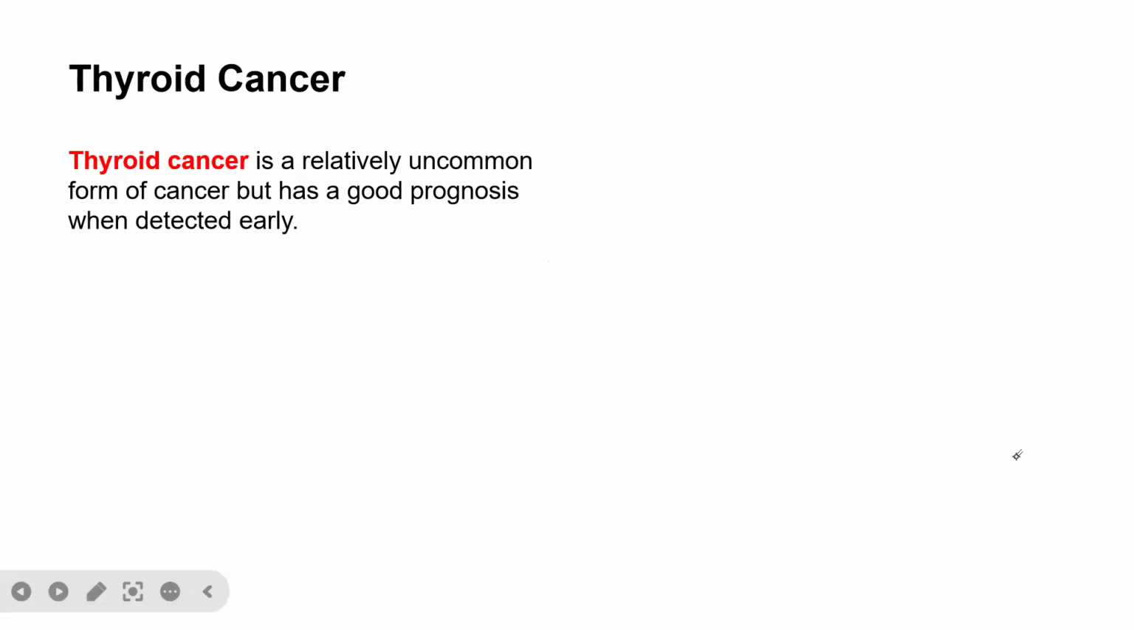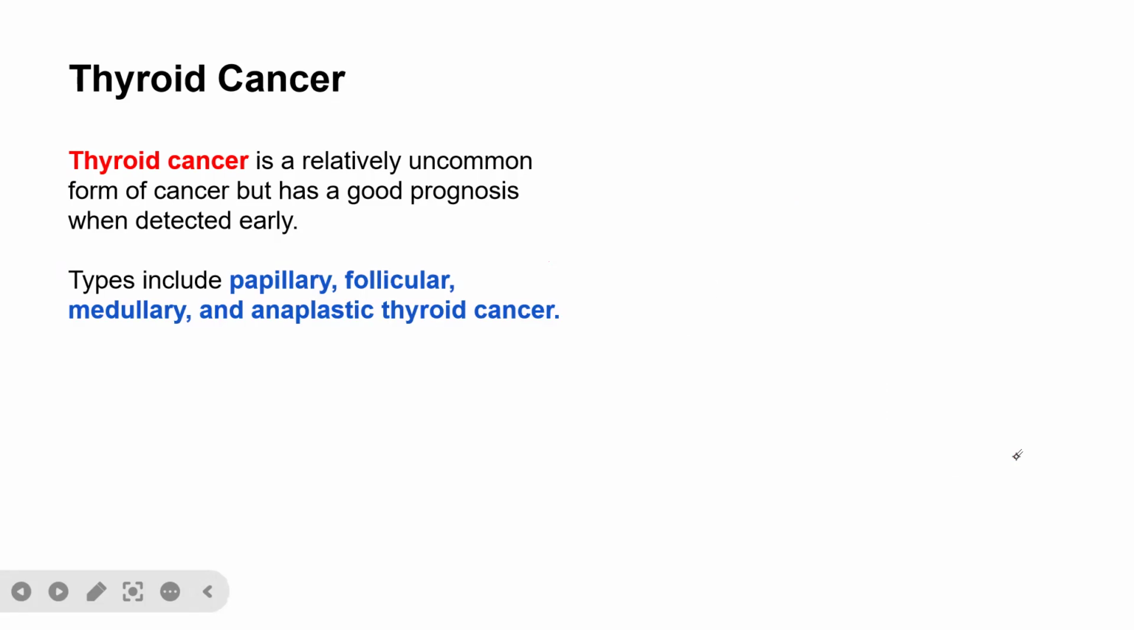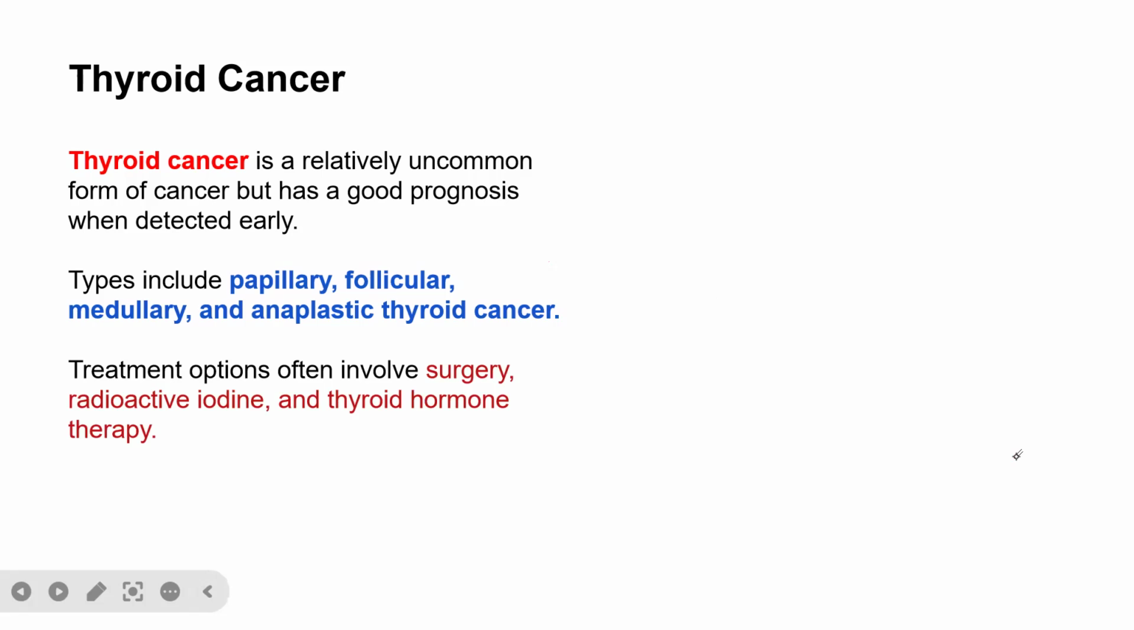So then the next one is thyroid cancer. Thyroid cancer is a relatively uncommon form of cancer but has a good prognosis when detected early. And we have different types of thyroid cancer. We have papillary, follicular, medullary, and anaplastic thyroid cancer. And these are the different types of thyroid cancer.